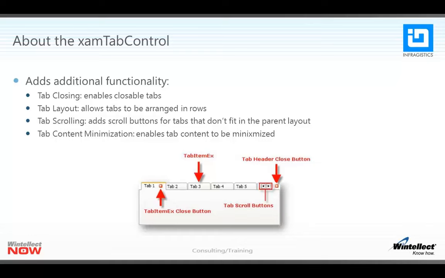In addition to the functionality of the Windows Presentation Foundation Tab Control, XAMPP Tab Control exposes additional features, such as tab closing. When you enable this feature, your end users can close tabs by middle-clicking on a tab header or by clicking the Tabs Close button. Tab Layout lets you arrange the tab headers in a single row or multiple rows. Tab Scrolling allows you to display tab scroll buttons in the tab header area if the tab headers cannot fit into a single row or multiple rows without going beyond the bounds of your application. Tab Content Minimization lets your end users double-click a tab header to minimize its content.